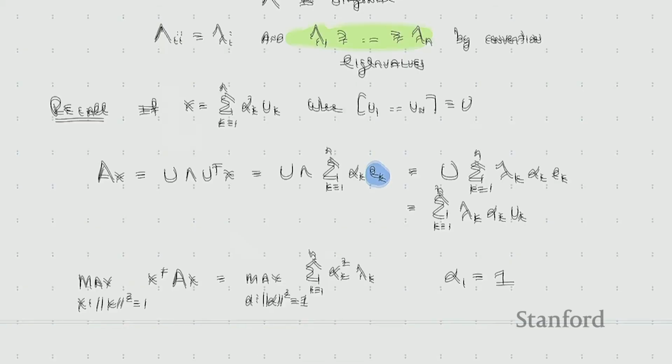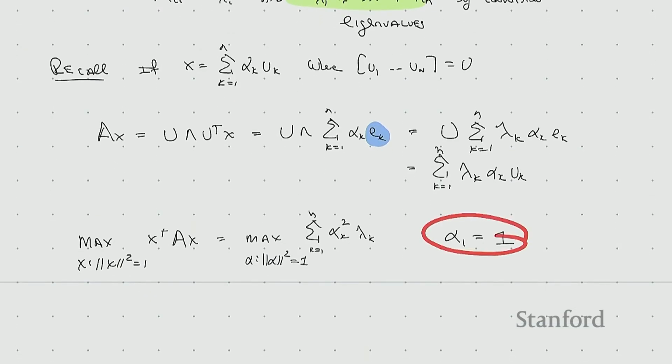Awesome. Okay, but is this clear? If I want to maximize this, I set alpha 1 equal 1. Right? Because we know lambda 1 is the largest. Now, what if lambda 1 equals lambda 2? That is, there are two eigenvalues that are present. Lambda 1 equals lambda 2.